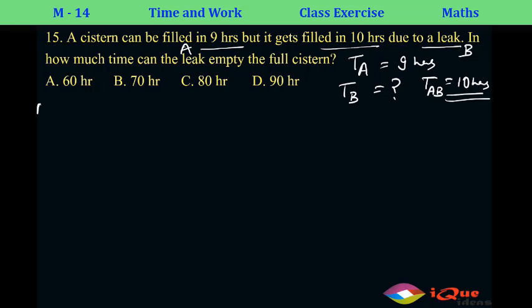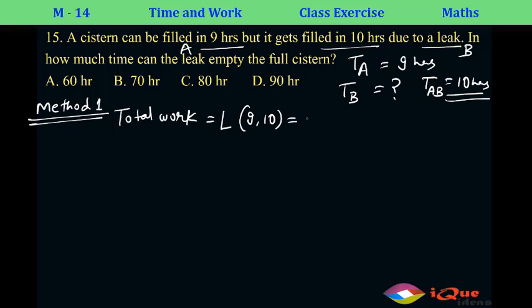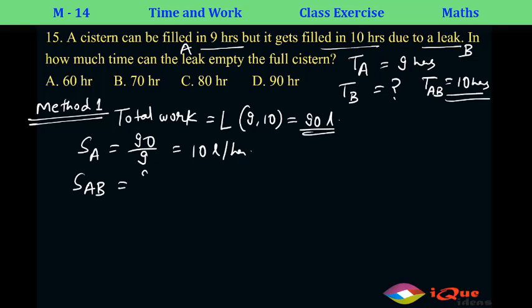First method, let me put it this way, method 1. Method 1 is very interesting. Let's see. The standard method: let's take the total work as the LCM of whatever time is given. So the LCM of 9 and 10 is 90 liters. That means the speed of A will be 90 divided by 9, which is 10 liters per hour. The speed of A and B combined will be 90 divided by 10 hours, which is 9 liters per hour. This very clearly tells us that the speed of B is negative.